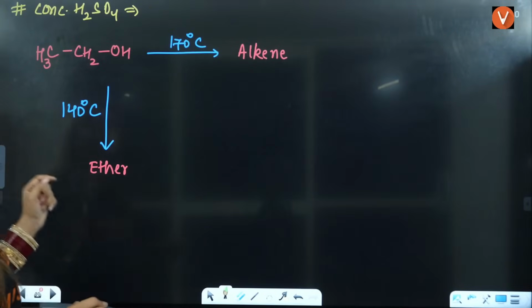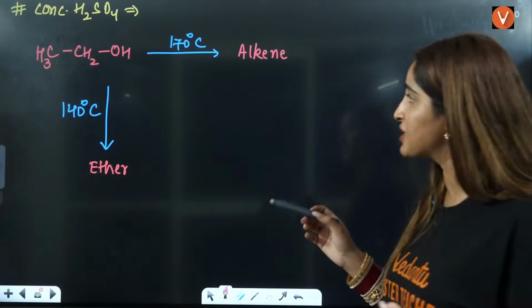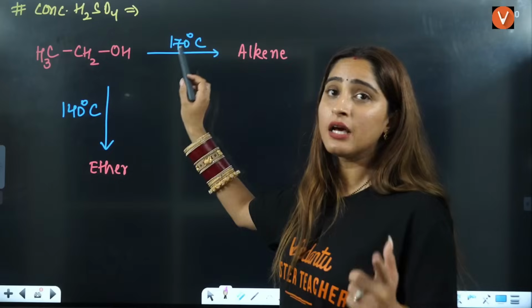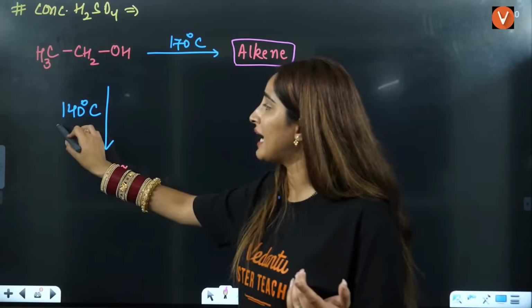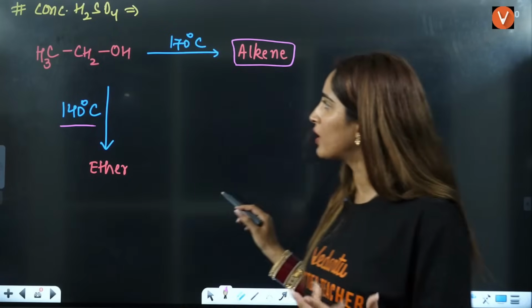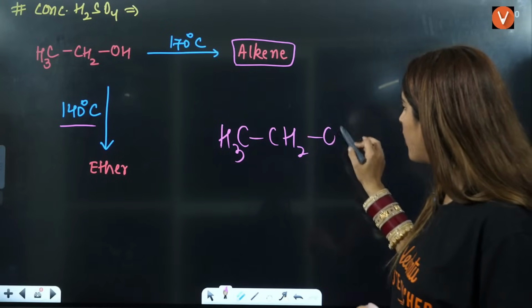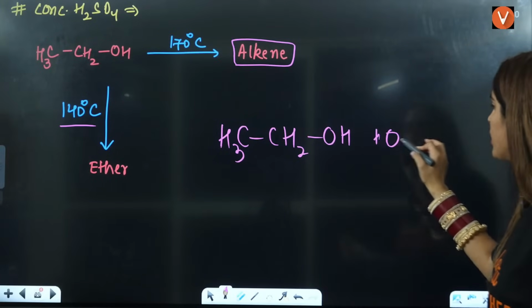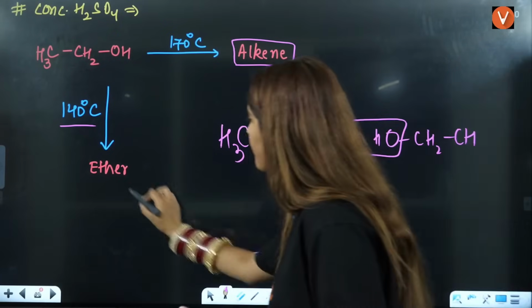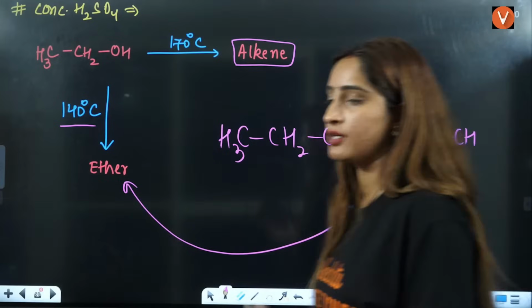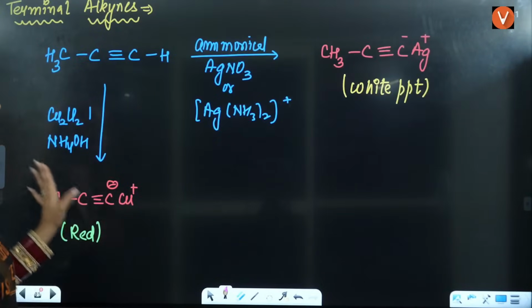Next we have concentrated H2SO4. It is a good dehydrating agent, but if you use it at 170 degrees, it will give you alkene. But if you use it at a lower temperature, that is 140, it will eliminate water from two different alcohols. So you have OH here, you have CH2, CH3. It will eliminate water from the two molecules and then give you ether. So in case of alcohols it also depends on the temperature.